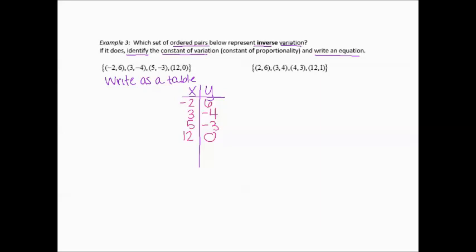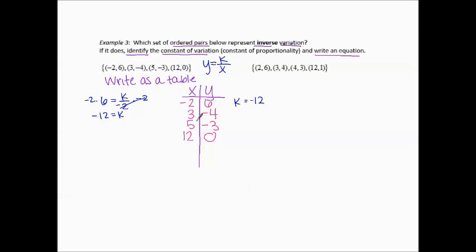We are going to do the same math that we did with the tables before to check to see if this is inverse variation. Again, we want to look at the equation y equals k over x. So I'm going to look at my first one here, 6, -2, so 6 is equal to k over -2. Multiply both sides by -2 to solve for k. My -2's cancel. -12 is equal to k. So for this one here, k is equal to -12.